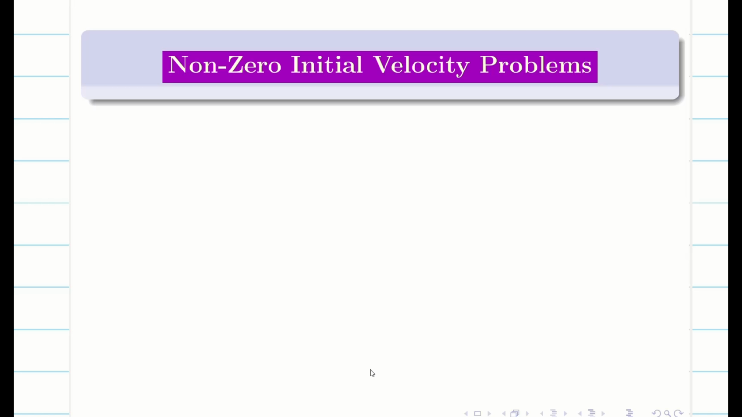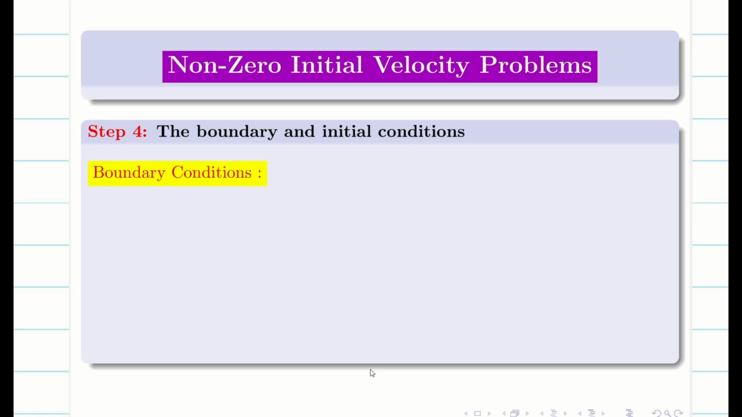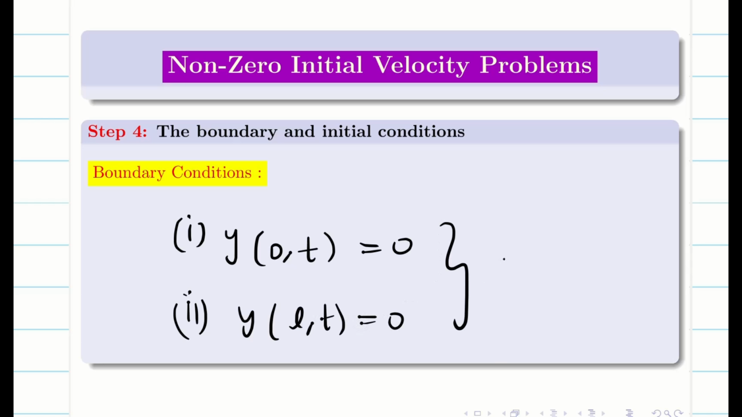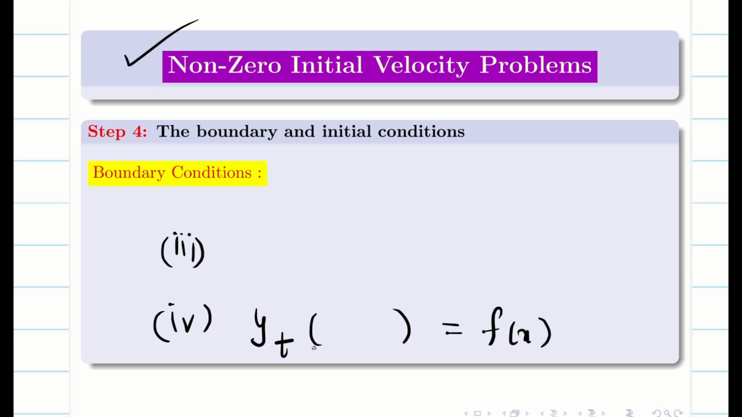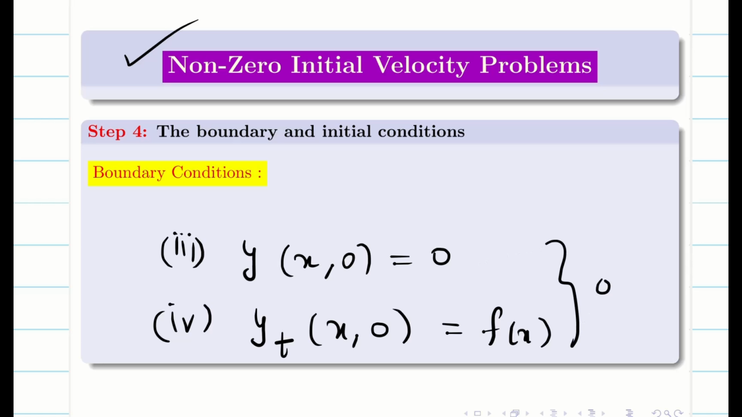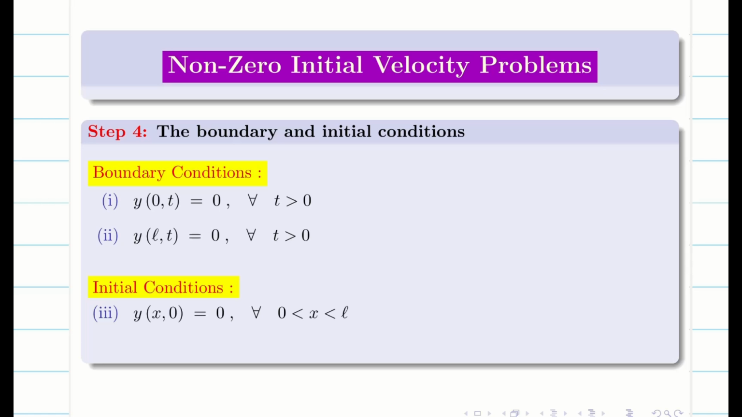We have to write the non-zero initial velocity conditions. The first two conditions are boundary conditions, so we don't need to worry, we can copy them from the diagram: y of 0 comma t equal to 0, and y of L comma t equal to 0 for all t greater than 0. The third and fourth conditions we should be careful with. Here they say non-zero initial velocity. Always the fourth condition should be the non-zero condition. I'll take it as f of x: the non-zero initial velocity is f of x. That means if the velocity is non-zero, here the displacement is 0, for all x between 0 and L. You can see the typed version.